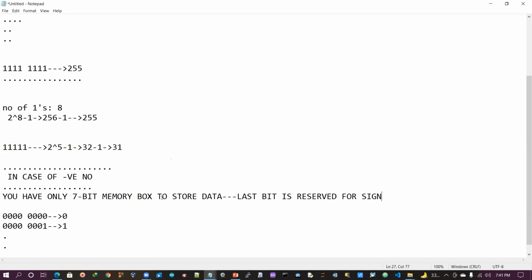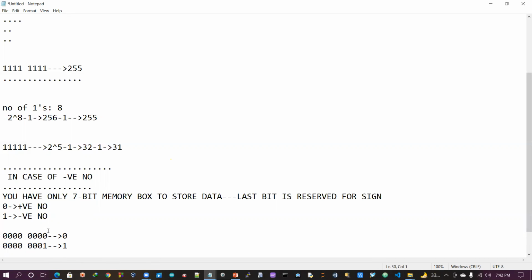Understand? So for the sign, as I told you again, if the last bit is 0, it indicates a positive number. If you have a 1, it represents a negative number. Last bit or first bit? Last bit, this one. Got me? Okay.